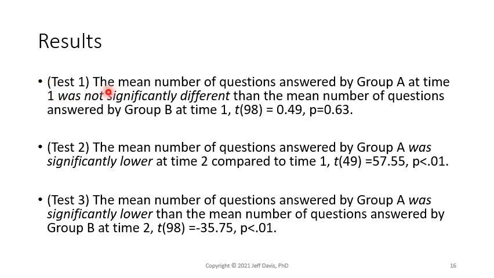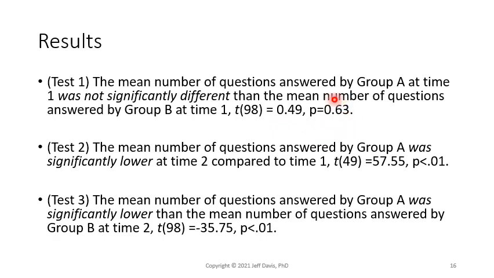We came to this conclusion: the mean number of questions answered by Group A at time 1 was not significantly different from the mean number of questions answered by Group B at time 1. And then these are the numbers I pulled right from the tables I just showed you in the previous slides. T is the type of test we're running. So we're running a t-test with 98 degrees of freedom. The value of t is 0.49, and the corresponding p-value is 0.63.